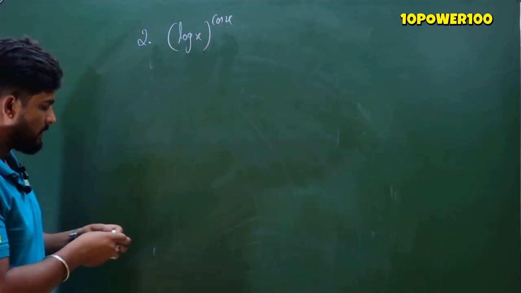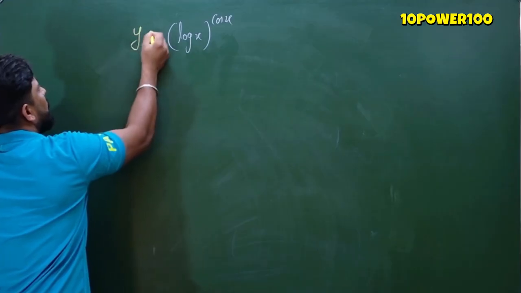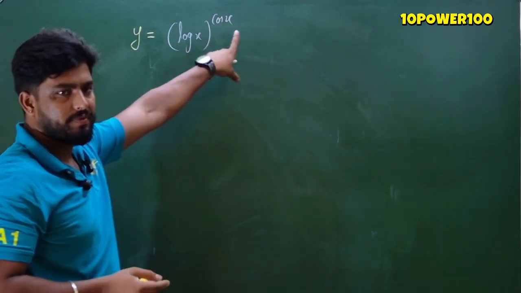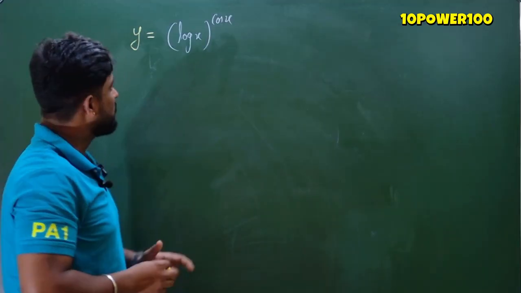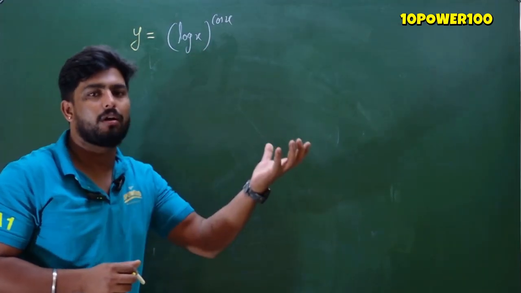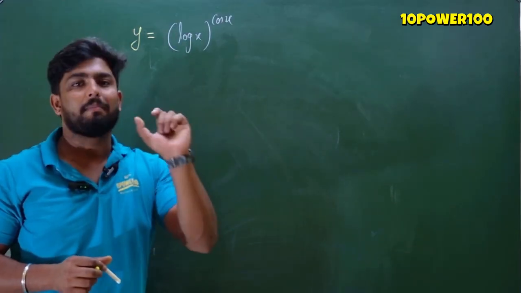Okay, so the first step is it's always take y. So let's take y is equal to log x to the power cos x. Okay, this is the first step that you have to do. Now you may think, so already log is there, so directly can we use log on both sides? So instead of using log on both sides, can we bring this cos x here? In that case, my answer is no.